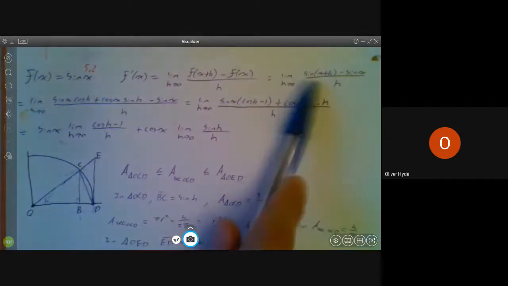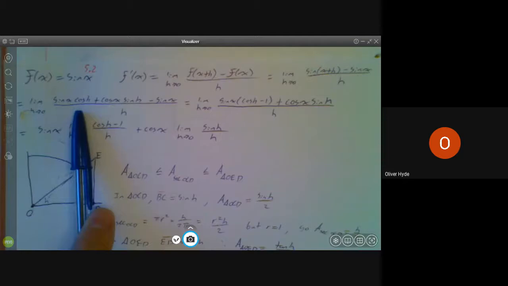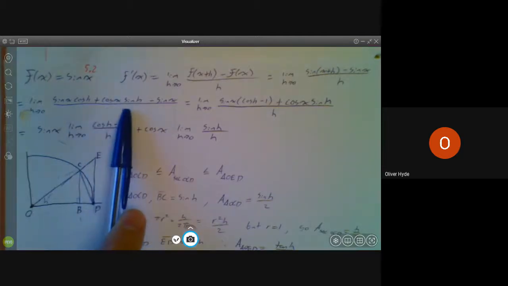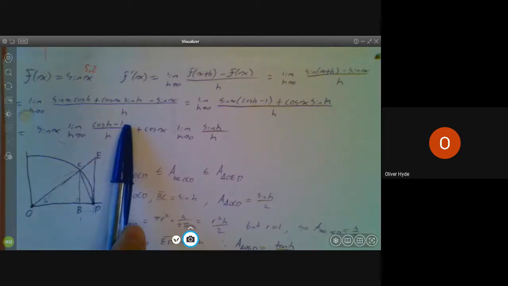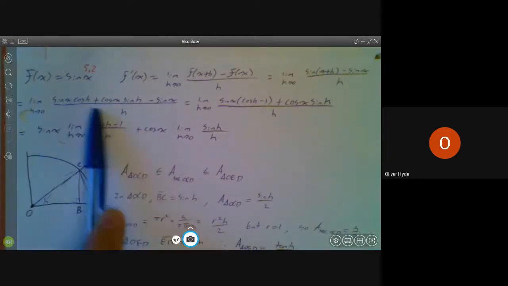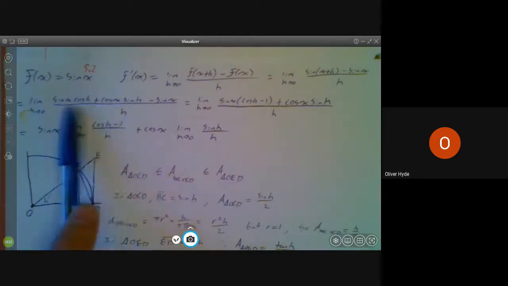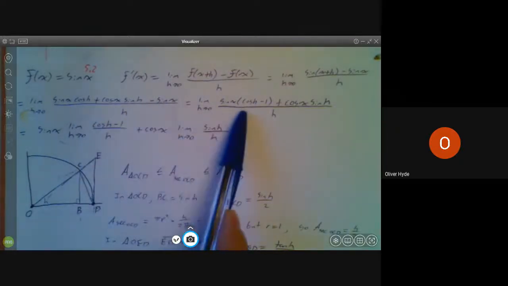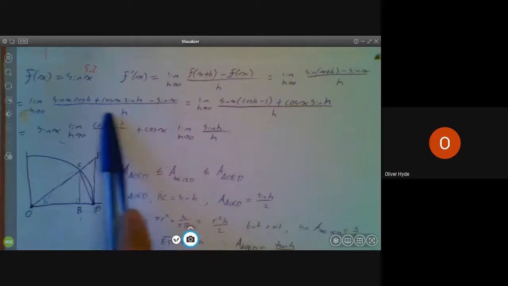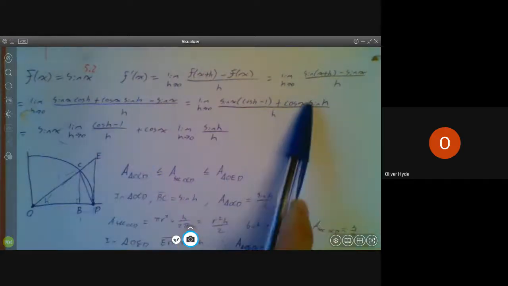So here's the sine sum formula. Sine of the first, cosine of the second, plus cosine of the first, sine of the second, minus sine of x, all over h. What I notice is that there is a common factor here of the sine of x. So I believe this is some rearranging and removing a common factor, and then that term ends up right there.